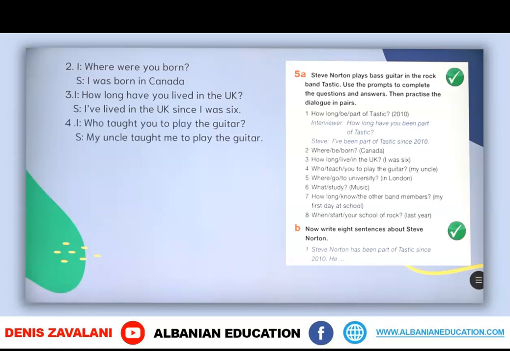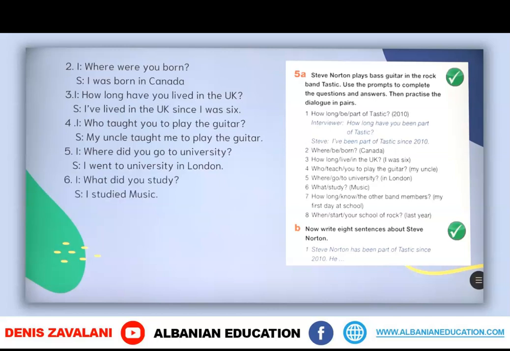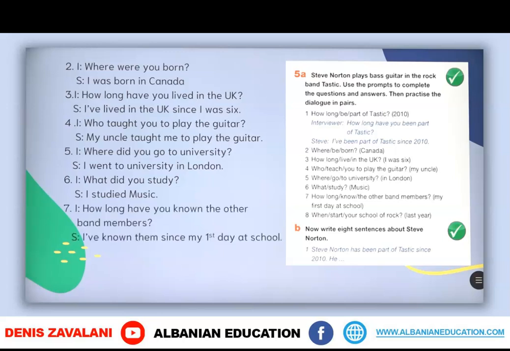The fourth one, who taught you to play the guitar? My uncle taught me to play the guitar, which is past simple. Then we've got, where did you go to university? I went to university in London, which is again past simple. Then we've got, what did you study? I studied music. The seventh one is, how long have you known the other band members? I've known them since my first day at school.